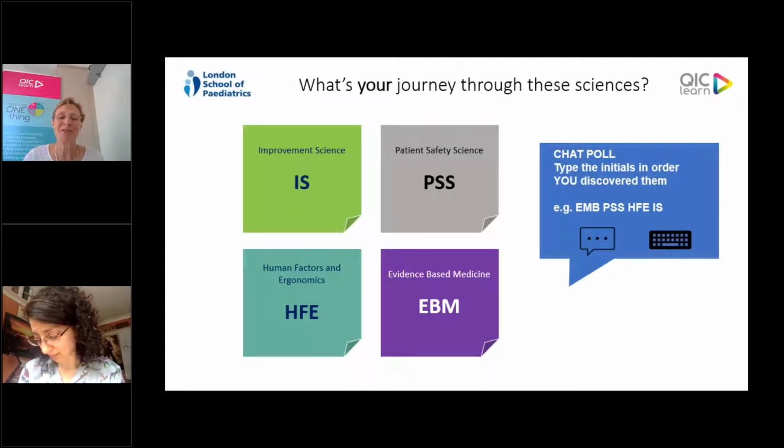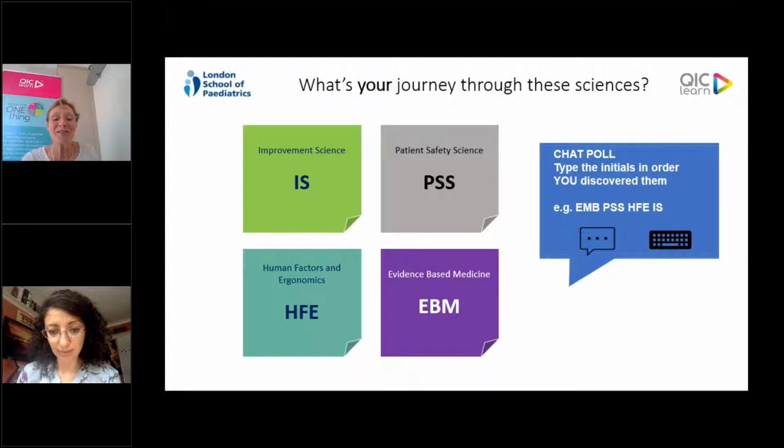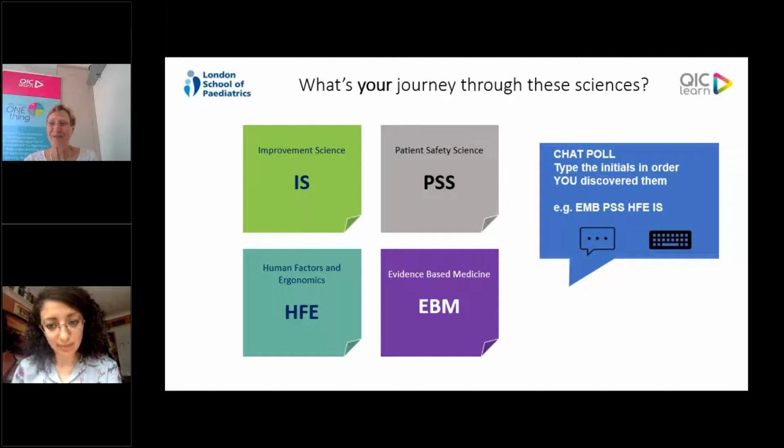So I wonder if you can put in there, in order, which of these sciences were your first one and what was the next? Maybe just start with the first one, that would be interesting. So which of these are you most familiar with? Evidence-based medicine, yeah. Oh, yeah. Okay.